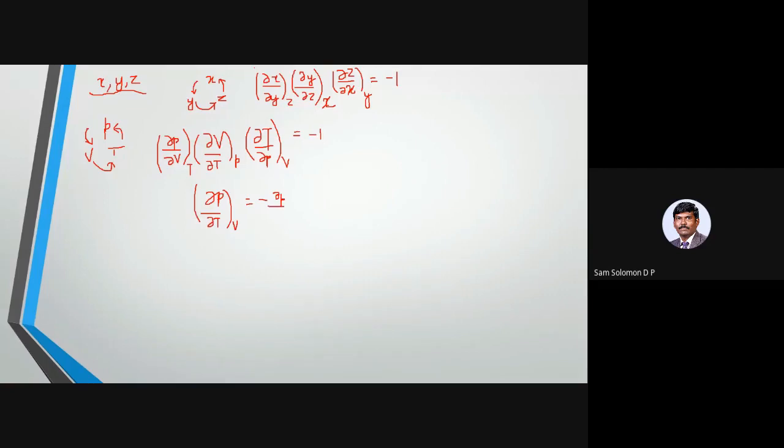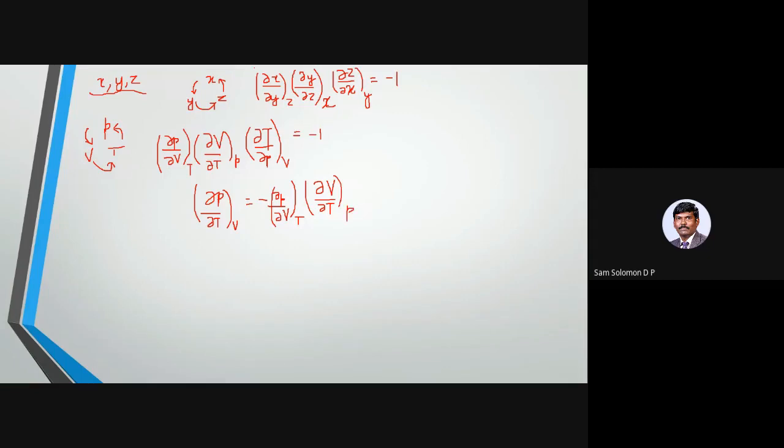partial P partial V at constant T into partial V partial T at constant P. So I can replace this term.